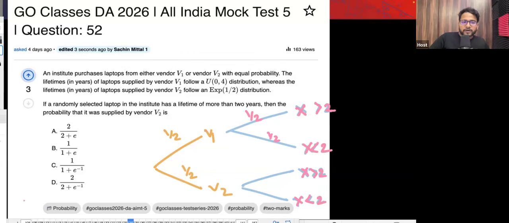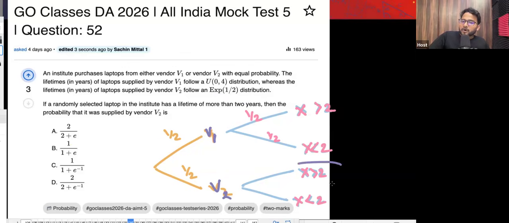If V1 is the vendor, then both possibilities, less than 2 and greater than 2, are with equal probability, 1 by 2, 1 by 2. But if V2 is the vendor, then the lifetime is going to follow an exponential distribution.